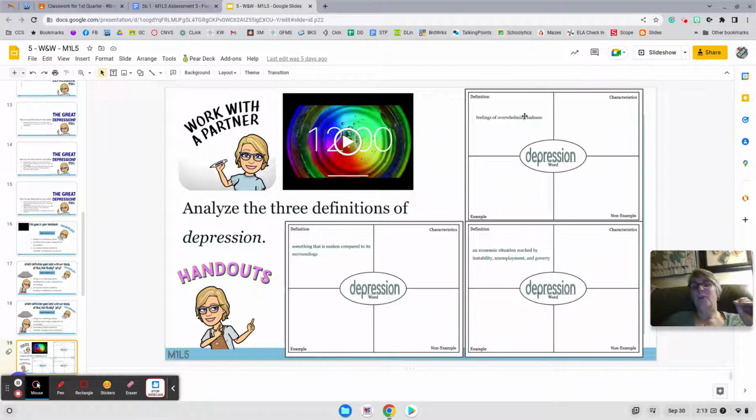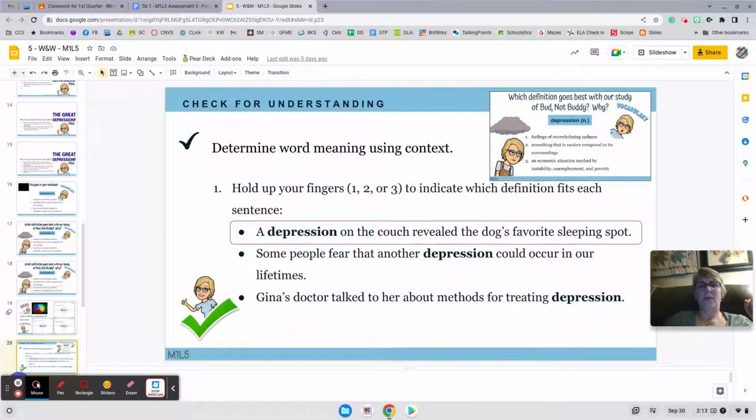You've got a Frayer model where it's got each of the 3 definitions. You're going to need to write down an example of each, characteristics, and non-examples. Frayer models should not be hard for you at this point. So then, if we were in class, I would say, which definition goes best with the study of Bud, Not Buddy? Hold up 1, 2, or 3. Is it definition 1, 2, or 3?